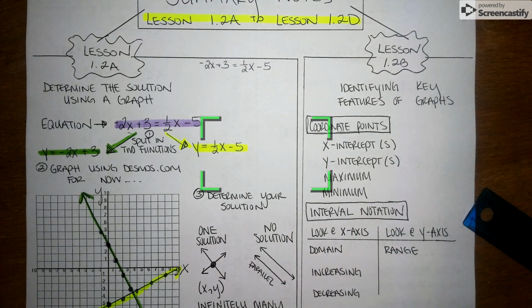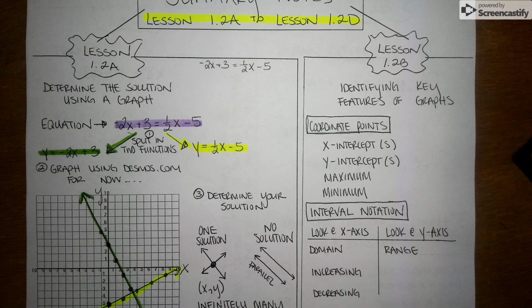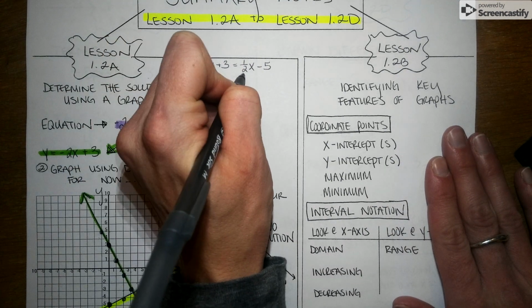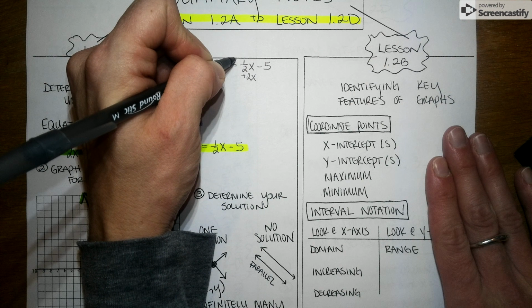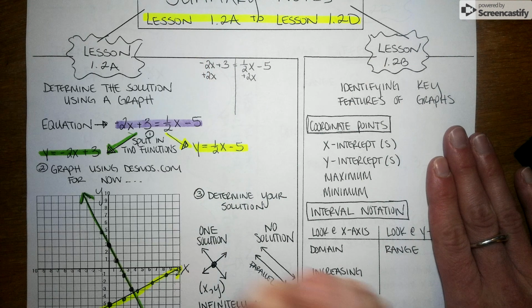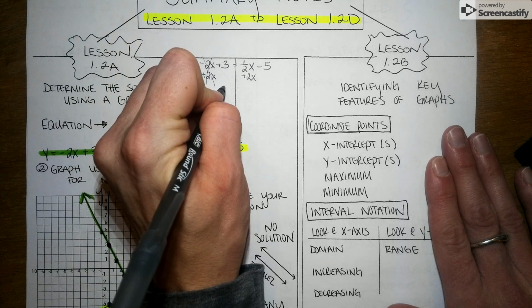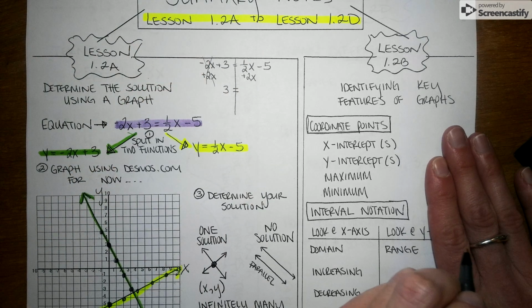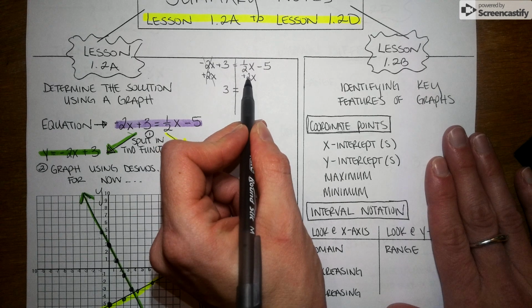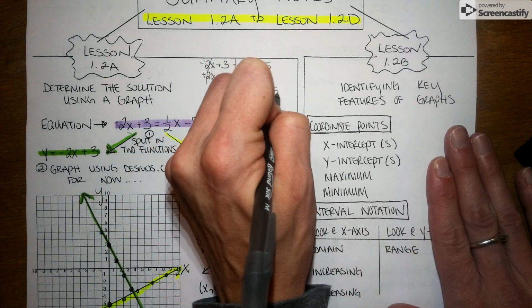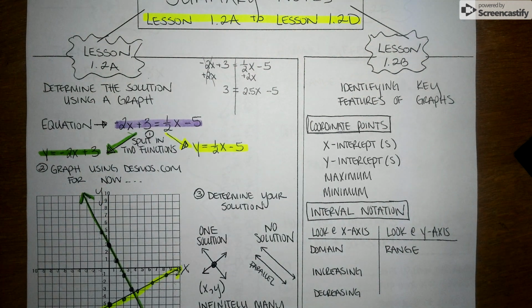So with that then, what I'm going to need to do is make sure I get my variables all on one side of my equation. So I'm going to add 2x on both sides of my equal sign. And again, like I showed in our math talk, you can put the line down the middle of the equal sign. When I do that, on the left-hand side, I'm left with a positive 3 equals 1/2 plus 2 is going to be 2.5x. And then I copy the minus 5. Now my variables are all on one side.